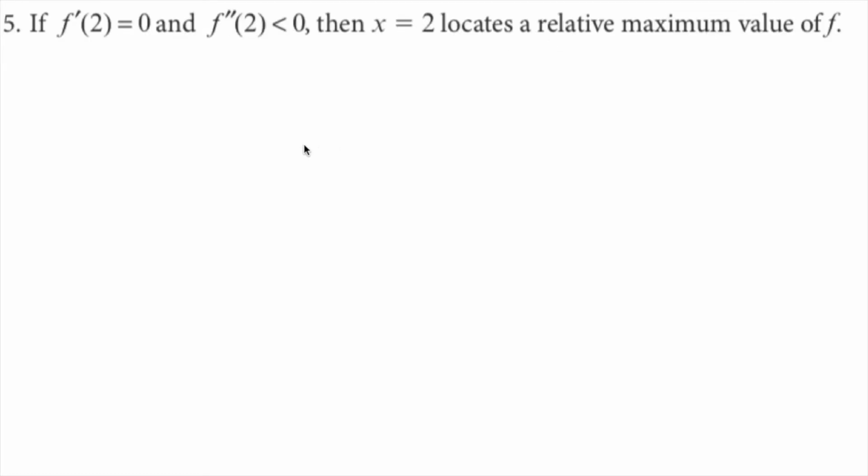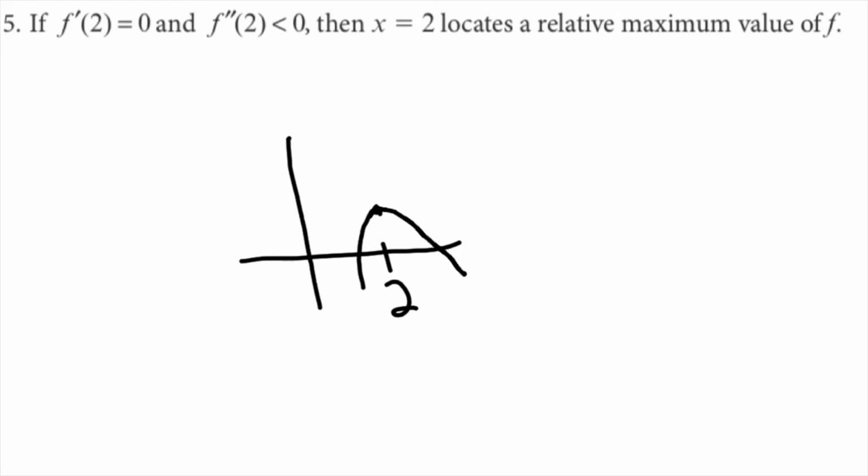If the derivative of 2 is equal to 0. So here we are at 2. Again, whoever made up these worksheets must love the number 2. First derivative of 2 is equal to 0, and the second derivative is negative. So we have a 0 here and it's negative, so we know all around it has to be negative. I shouldn't have drawn that arrow on there because we don't really know what's happening there. Then x locates a relative max. So this one is true.